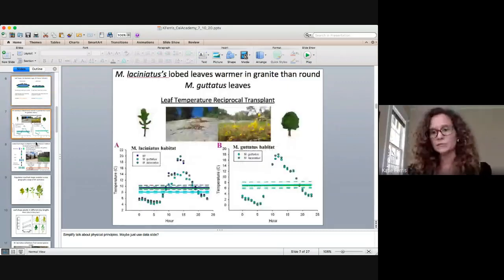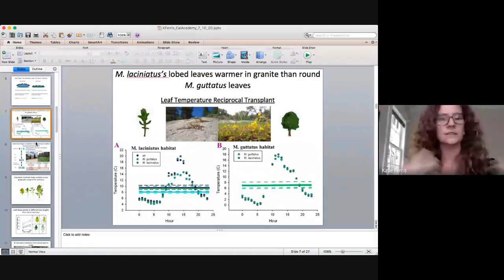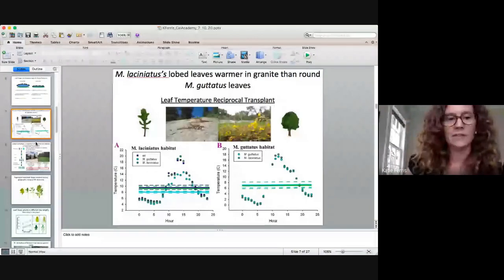And in fact, I have some preliminary data where I did this leaf shape reciprocal transplant. I planted lobed leaf species, Mimulus laciniatus and Mimulus guttatus, which has round leaves, in granite and non-granite habitats. And I found that in the native granitic habitat, Mimulus laciniatus's lobed leaves stayed warmer throughout a 24-hour period than the round leaves of Mimulus guttatus. So we see that leaf shape can have an effect on temperature in the field.